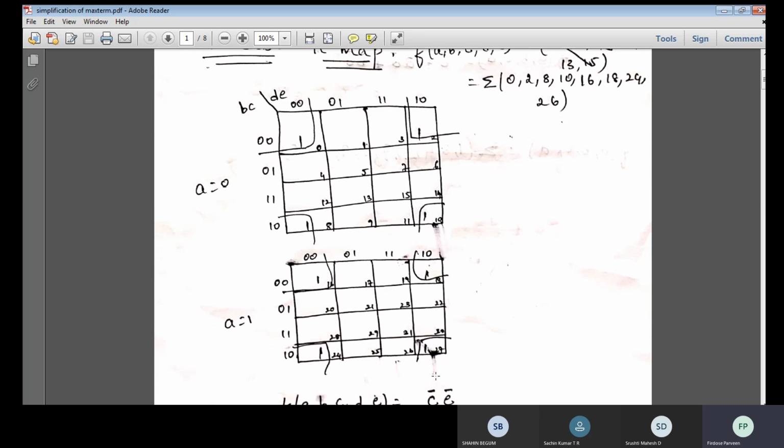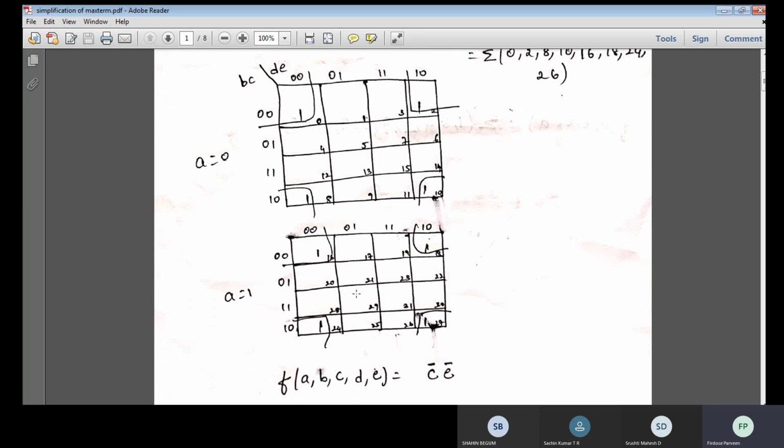Okay. So now it is a 4 cell grouping. This is one group. That is 0, 2, 8 and 10 is one group. So what you will be getting here is nothing but C bar E bar. C corresponding row, this is this row and this row. So what you will be getting? C bar. Corresponding column, what you will be getting? This and this, which is not changing. E bar is not changing. So it is E bar.